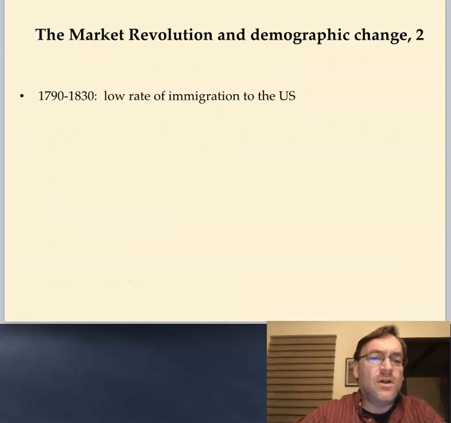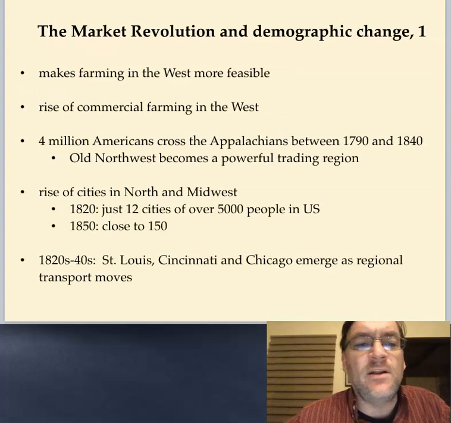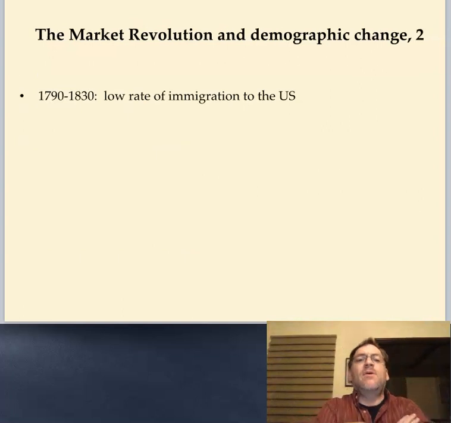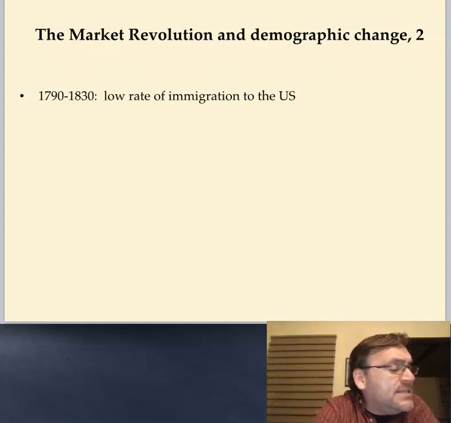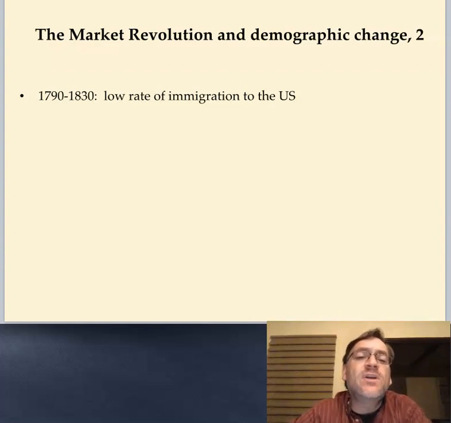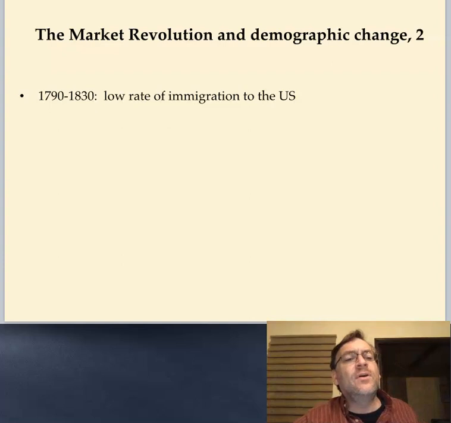So again, these last slides were entitled demographic change, and there's another slide on demographic change here. Different kinds of people are also contributing to the growth in population. From 1790 to the 1830s is a rather low rate of immigration to the United States, and those that are coming tend to be, if not slaves, at least through the 1790s, of northwestern Europe, particularly from the British Isles.